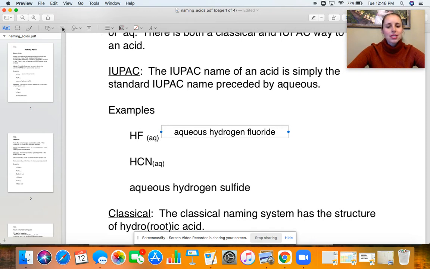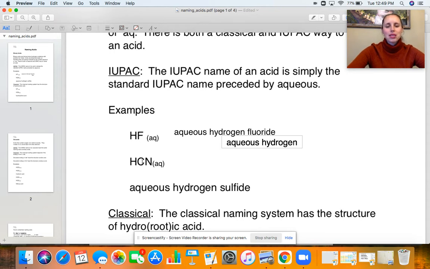All right, I'm going to try the same for the next one. Again, how do I know it's an acid? It starts with an H, and it's got that aqueous behind it. So I'm going to start with the word aqueous, and then I'm going to follow it up with hydrogen.